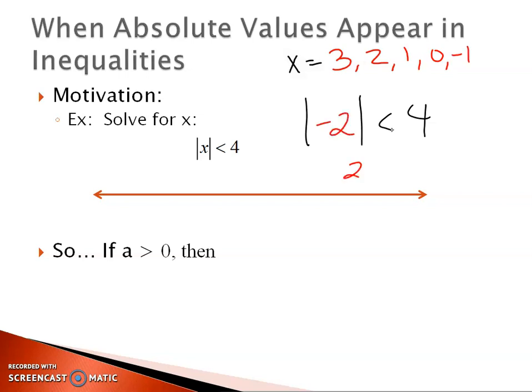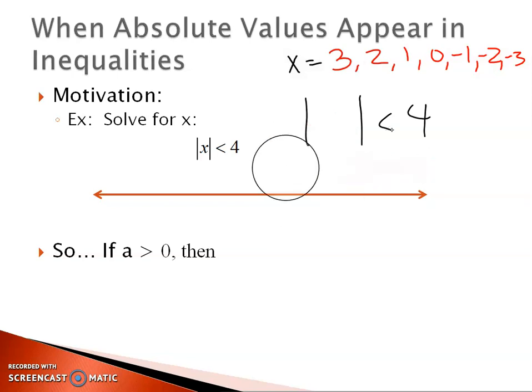Absolute value of negative 2, well, that gives me 2 less than 4. So now I'm kind of starting to get closer to that 4, and I'm going to eventually hit negative 3, right? Well, what if I did an absolute value of negative 5? So negative 5 is less than 4, but we're not talking about negative 5. We're talking about the absolute value of negative 5. The absolute value of negative 5 is 5, which is less than 4, and that is not true.